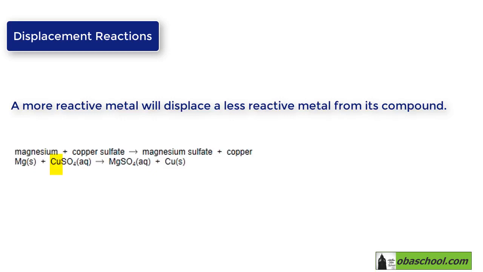So copper was first part of the solution, copper sulfate, and by the end of the reaction, copper is solid because magnesium displaced copper from its original compound, which is copper sulfate.